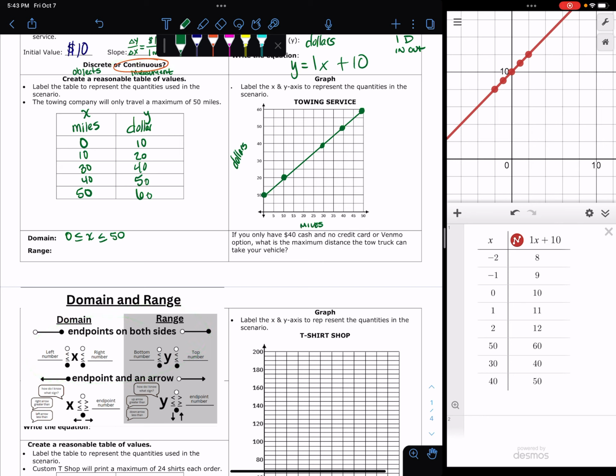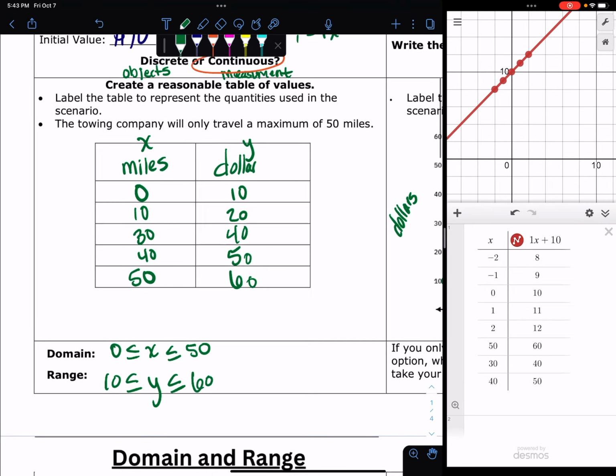Well, for the range, we need the bottom number because we're looking at the y-axis, right? So the bottom of where the line begins, it starts at 10. Oh, look, that's where it started on the table as well. So it's 10 less than or equal to y, which is less than or equal to... well, then we go to the top number. Here's the endpoint. I go all the way to where the top is. That's at 60. Look at the table. It also ended at 60. So that's how you would do domain and range, okay?